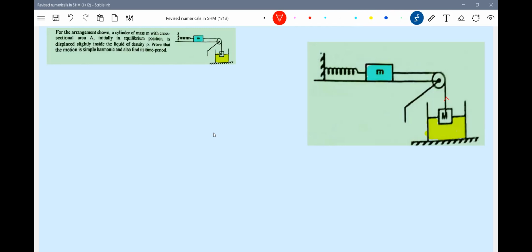So the spring will get elongated, so spring force will act here. Let this be the tension, T naught. All the initial things I'll write with a naught. And this is mg, the weight mg. And the buoyant force, FB naught, I'll write it. Okay, this is the initial equilibrium.